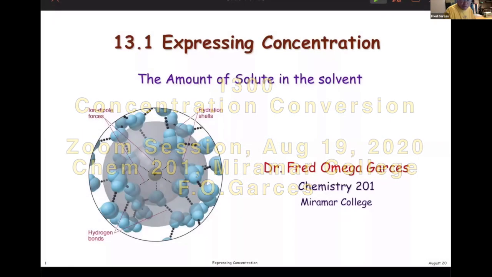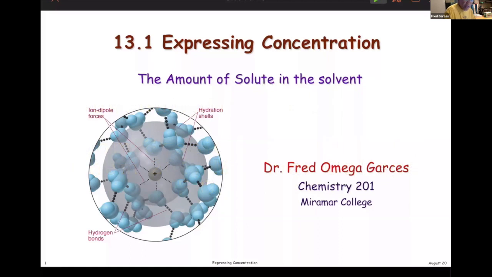A little bit of review. You guys covered solution chemistry, or at least chemicals in water, in Chem 200. Well, we're going to look at the quantitative information here in this particular course.